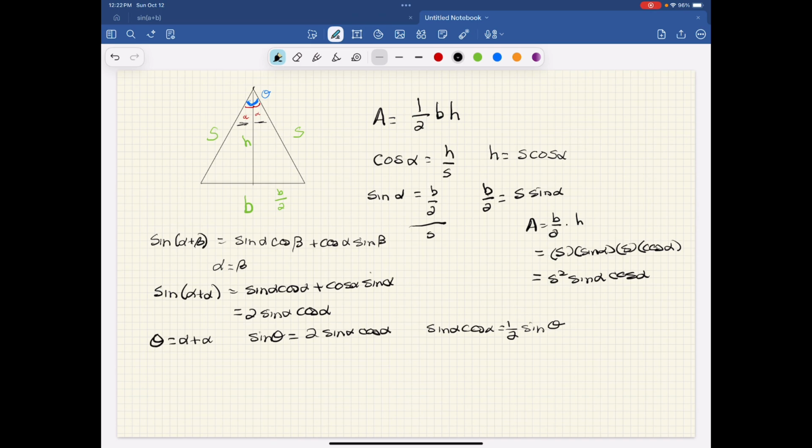Now we'll just plug this back into the formula we found for the area, which was area equals s squared sine of alpha cosine of alpha. So that means that the area is going to equal 1/2 s squared times the sine of theta. And that is our general formula for the area of an isosceles triangle, with theta being the top angle and s being the length of both of the long sides.